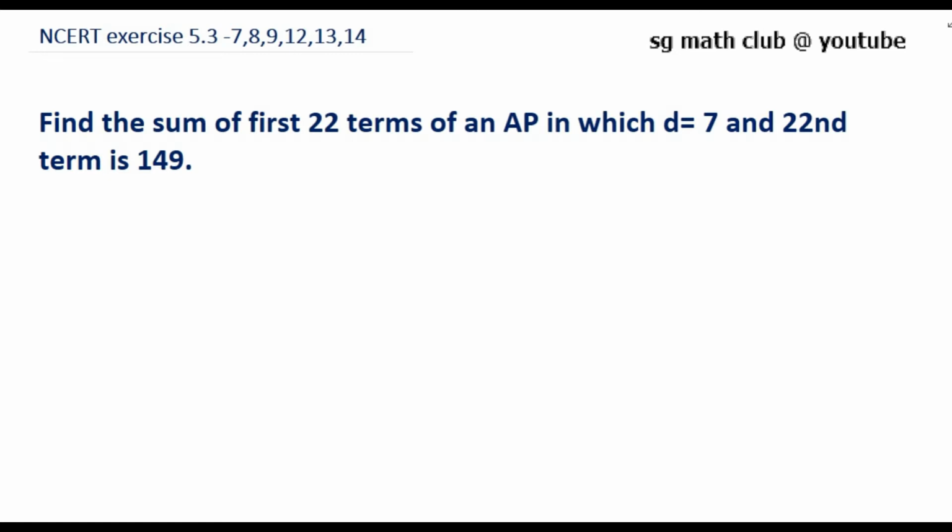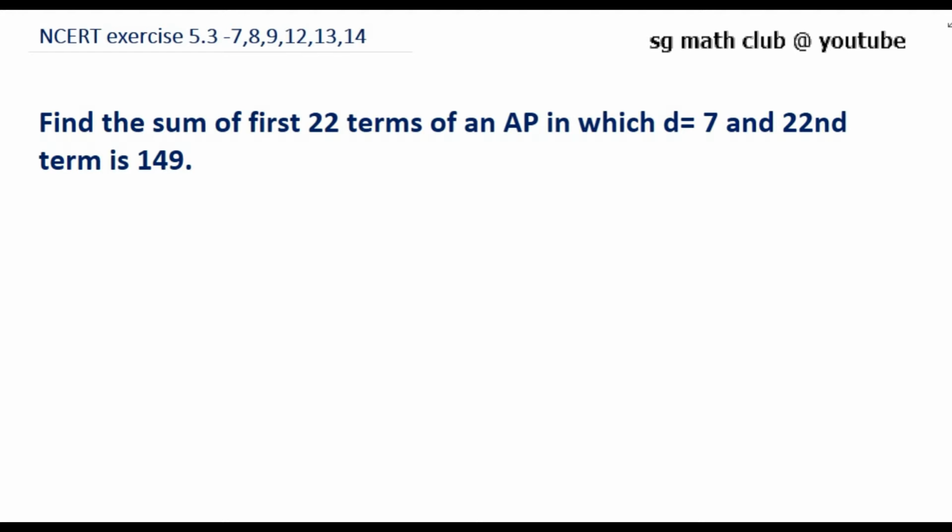We have already studied arithmetic progression. Arithmetic progression is a sequence in which each term is obtained by adding a fixed number to the preceding term. Also, we have studied the nth term of AP as well as the sum of first n terms of AP. In today's video, we will do some problems based on that.